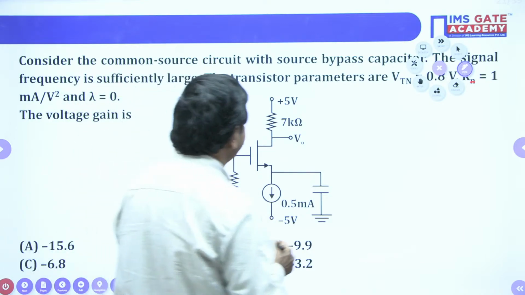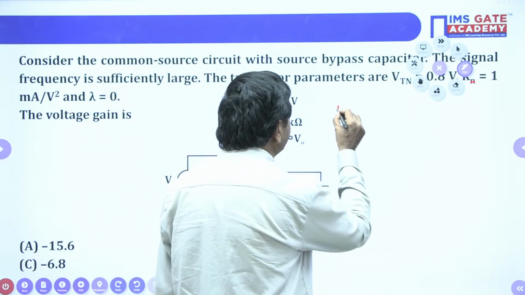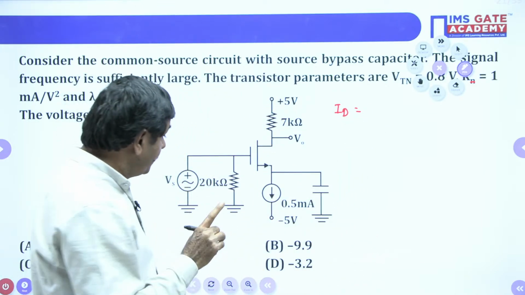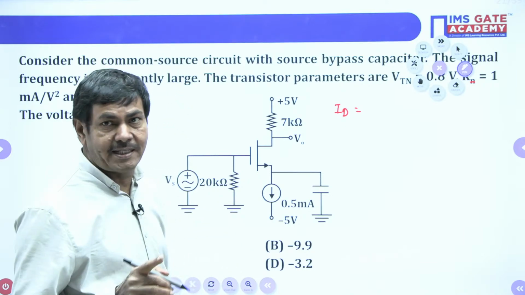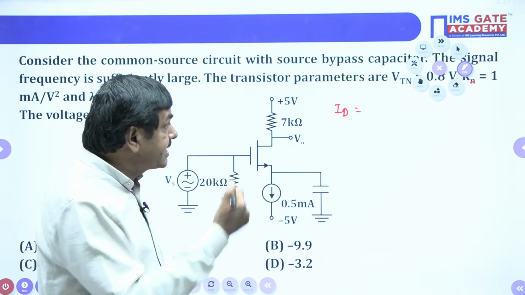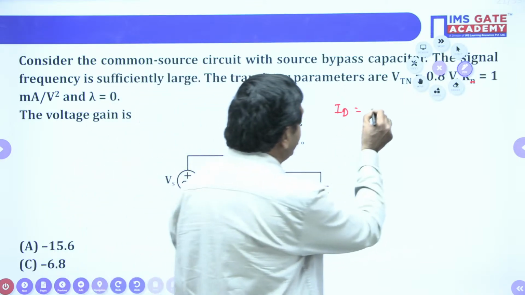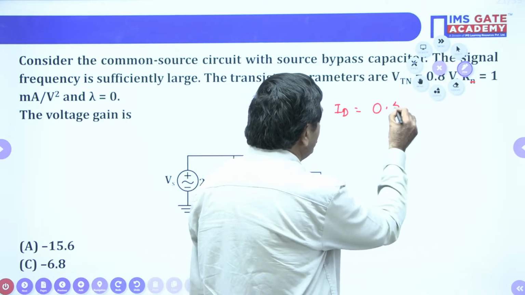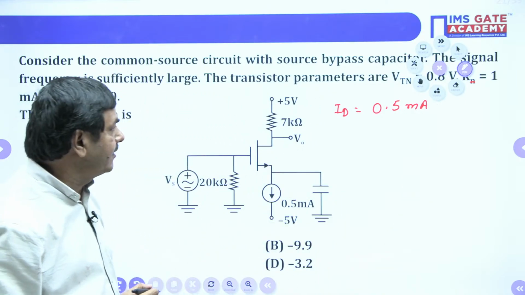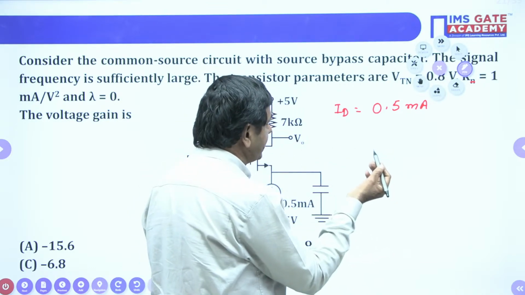Initially, what we have to find is the drain current. Sir, why is the drain current required? To find the voltage gain, the transconductance is required. The transconductance depends upon VGS, and VGS depends upon the drain current. In the problem, the drain current is directly given as 0.5 milliamperes. So 0.5 milliamperes of current is passing through here. We are assuming it is in saturation, 100% saturation.